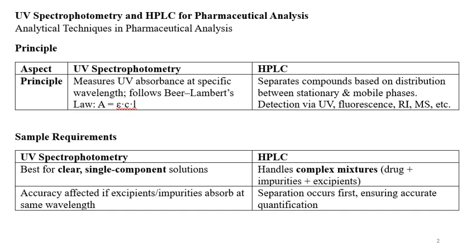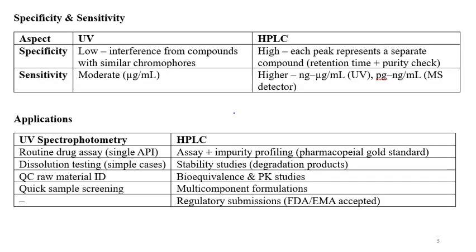Then UV accuracy is affected if excipients or impurities are there which can absorb at the same wavelength. But in HPLC, the separation occurs, ensuring accurate quantification of the analyte. Specificity and sensitivity: UV has low specificity and moderate sensitivity, while HPLC has high specificity and higher sensitivity. So if HPLC is the method, then it is more sensitive than the UV method.